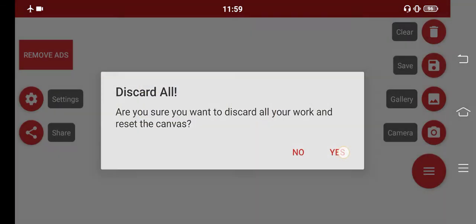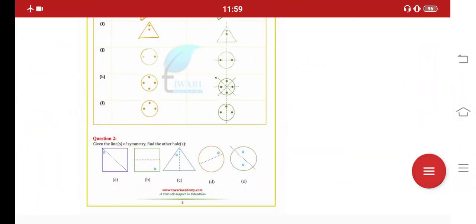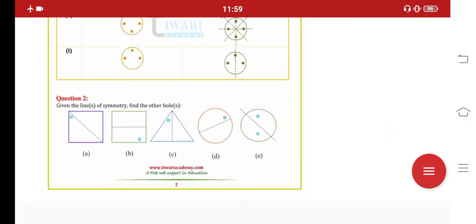Now let us see what is given in question number 2. See, this is our question number 2. Given the lines of symmetry, find the other hole. So this question is just opposite to question number 1. In question number 1, holes are given and we have to find out lines of symmetry. But in question number 2, the line of symmetry is also given and we have to find the other hole. So it is very easy to find out the other hole.